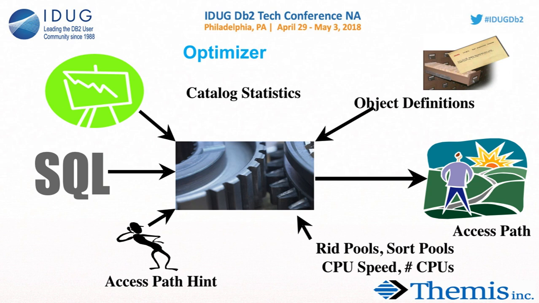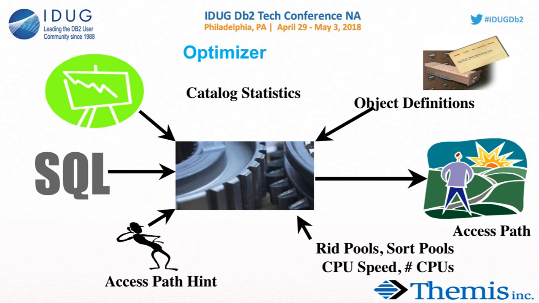And there are some other things that actually have an effect, and this stuff can be brought over in some ZPARM information in a test environment. The CPU could be different in a test environment than what we have in production. Our RID pool and sort pool sizes could be much smaller. That doesn't have as much of an impact as regular statistics do, but it can catch us at times.